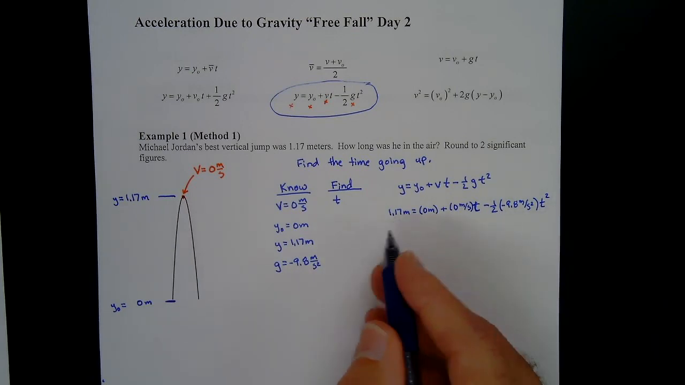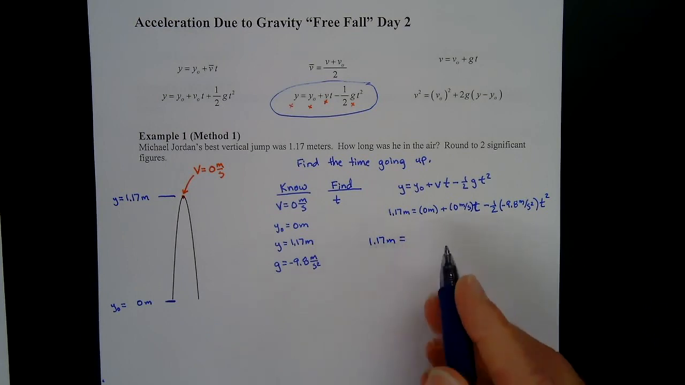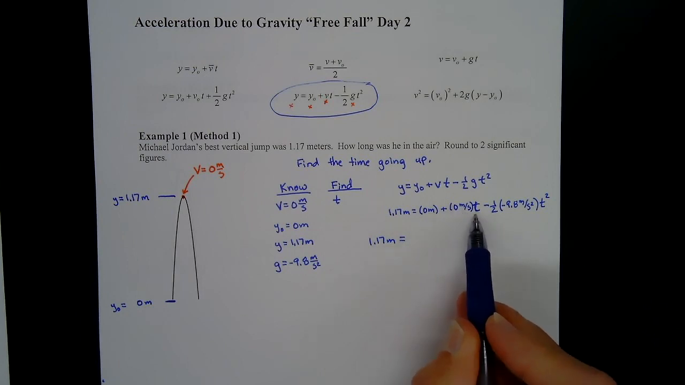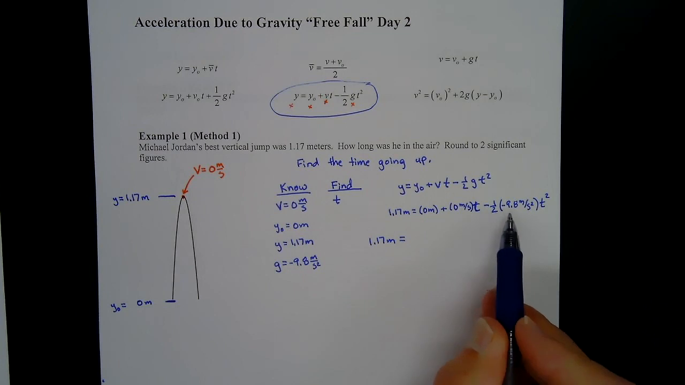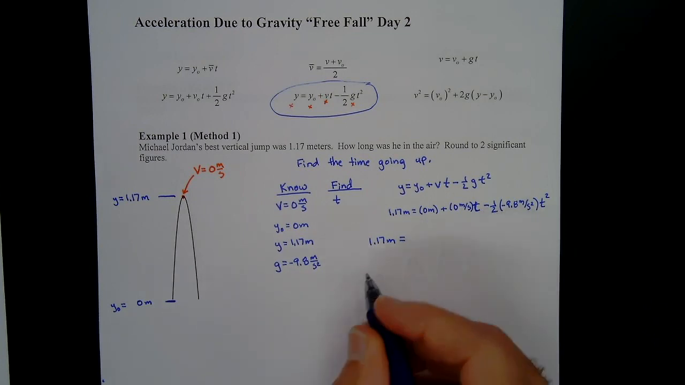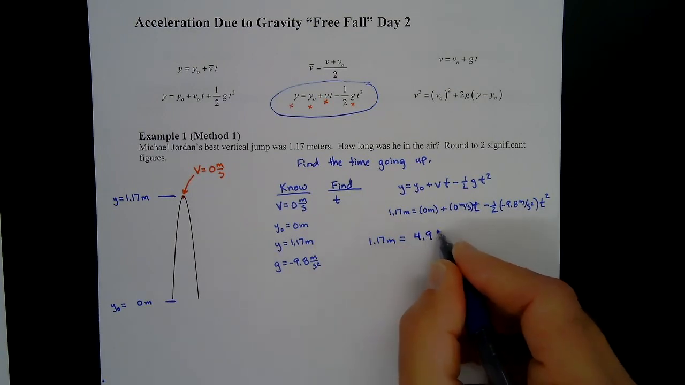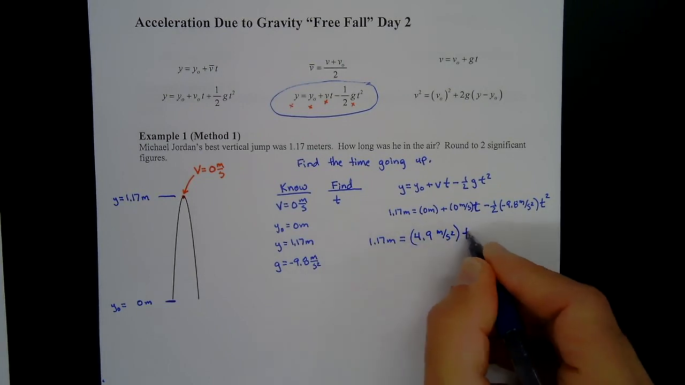Okay, so this is 1.17 meters equals... okay, this is 0, so I can ignore it. And this is 0 times t, so I can also ignore this. So really what I have is negative 1/2 times negative 9.8, and that would give me a positive value of 4.9. So this is equal to 4.9 meters per second squared times t squared.